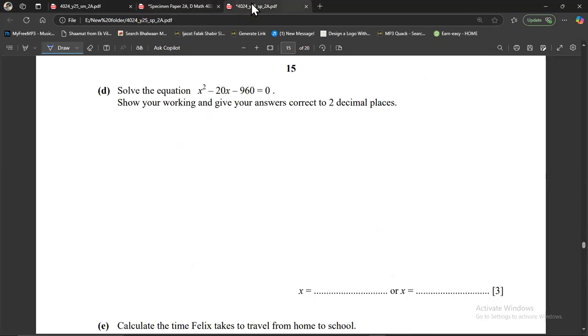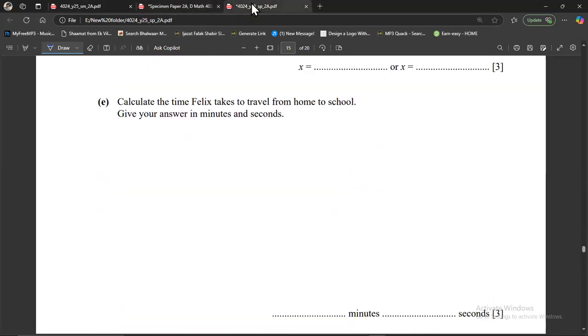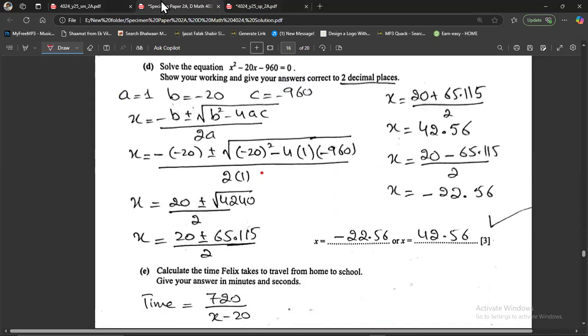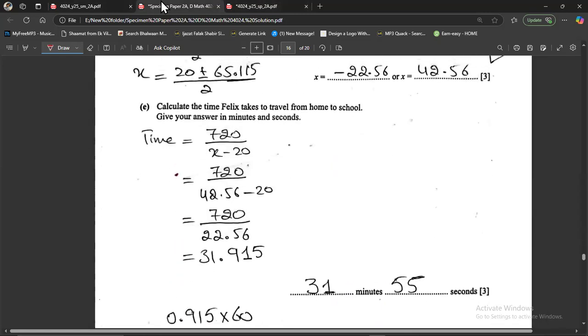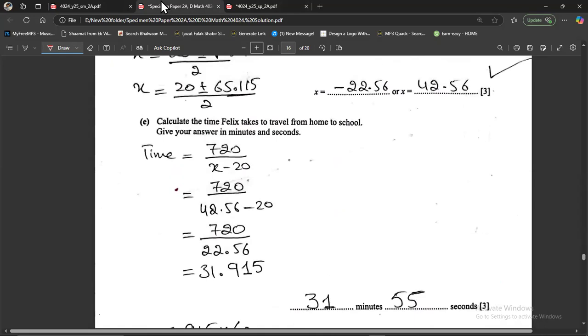Hopefully you understand this. Then the E part is a 3 marks question. Calculate the time Felix takes to travel from home to school. Give your answer in minutes and seconds. The time Felix took is 720 divided by x minus 20. So just substitute the value of x. We will not take the negative value. We will take the positive one. So the x value will be taken as 42.56. Just substitute the x value here.